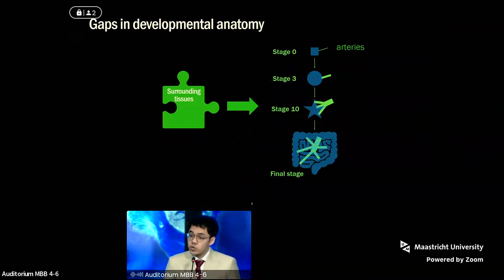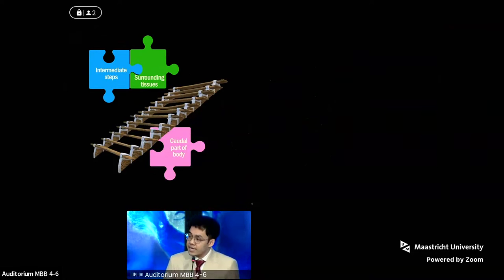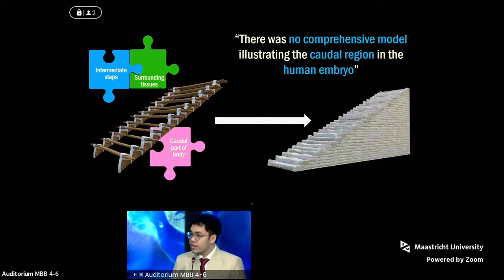Moreover, the surrounding tissue also includes only a few structures. For example, in gut development, they normally include the abdominal artery. As you know, the gut tube is the second brain, so where is the nerve? Nerve should be taken into account to describe the gut development also. So in this study, I increased the number of intermediate steps, and also the surrounding tissue, for example ganglionic cells and nerve fibers that we can identify by their staining property. And we also extend to the caudal part of the body because there was no comprehensive model visualizing the developmental dynamics of the human embryo.